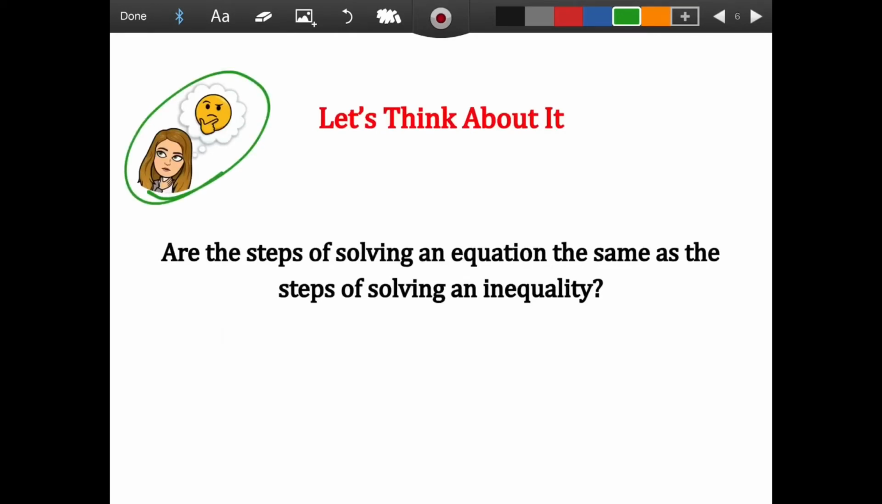Looks great. Are the steps of solving an equation the same as the steps of solving an inequality? Think about that for a second. The only thing that changes from your equation to your inequality is the symbol. Equation means you're using an equal sign. Inequality means you're using an inequality symbol, such as greater than, less than, greater than or equal to, less than or equal to. So the only thing that's changing is the symbol. We can solve these problems in the same exact way. You're using the same method as when you're solving an equation. Let's look at an example.